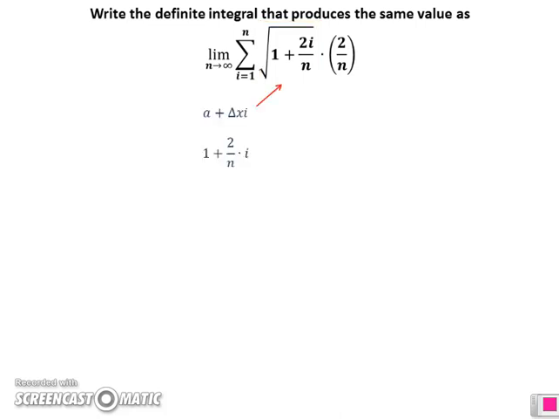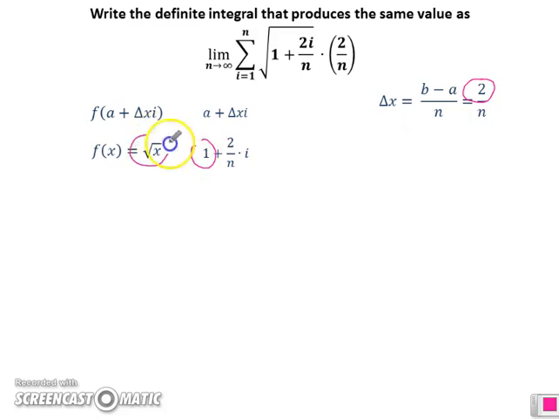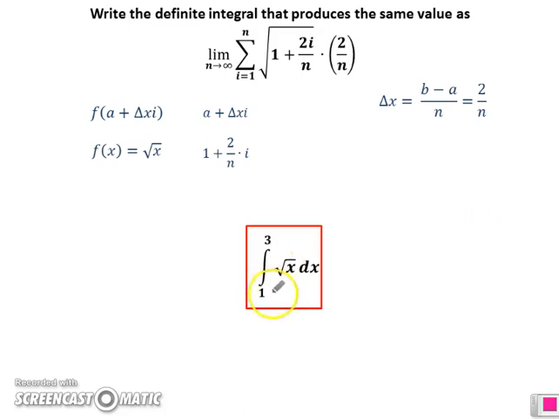Now take a look at the inside of it. This gives you the a value, which is 1. So if you know that a is 1 and the distance between a and b is 2, then that means b has to be 3, because the distance between 1 and 3 is 2. Hopefully that makes sense. And the function is the square root of x. So here we go. You just put it in its place. The f of x piece goes here. A is 1. The distance between them is 2. Done.